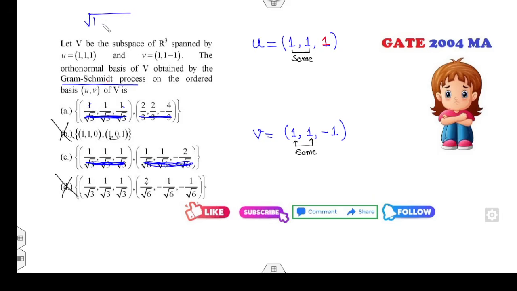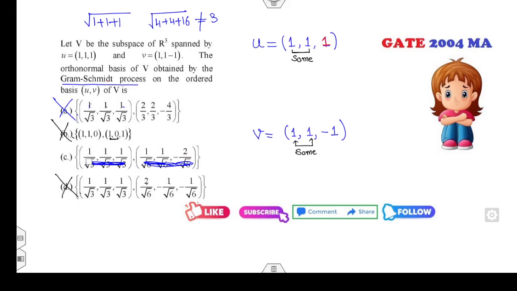1 square plus 1 square plus 1 square, that is my root 3. तो क्या ये नीचे वही लिखा हुआ है? Yes. Similarly, you can check for the second. It's a 4 plus 4 plus 16. Is it equal to 3? No. This option is also cancelled.